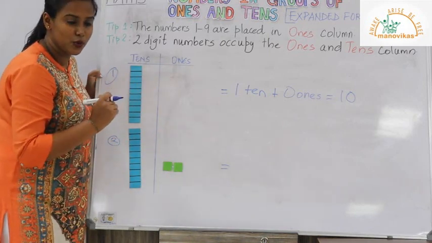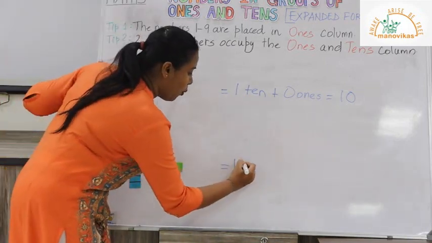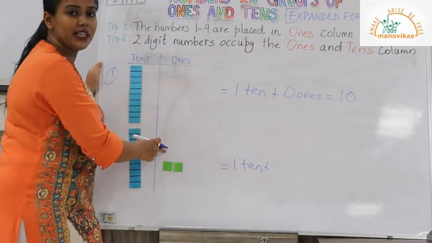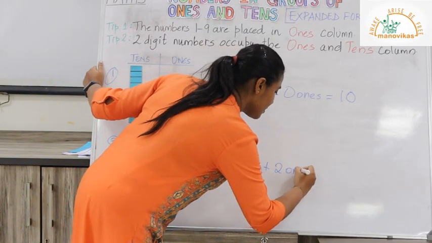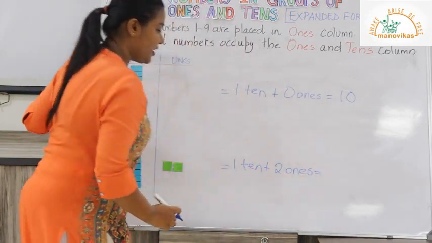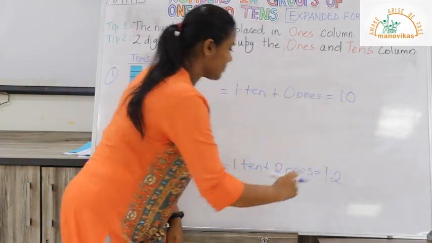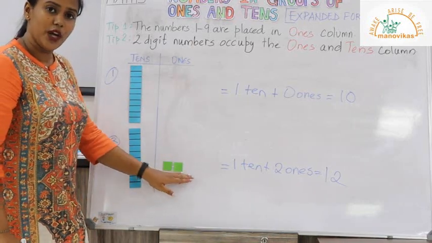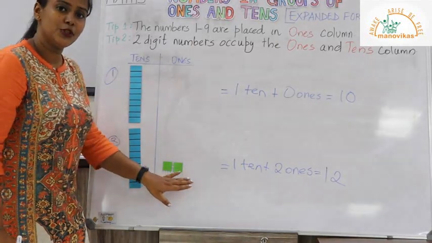But how do we get the number 12? See which number is there in the tens place. We have 1 ten plus how many ones do we have in the ones place? We have 2 ones, which will give the number 12. 1 ten plus 2 ones gives us 12, or we can also read it as 10, 11, 12.